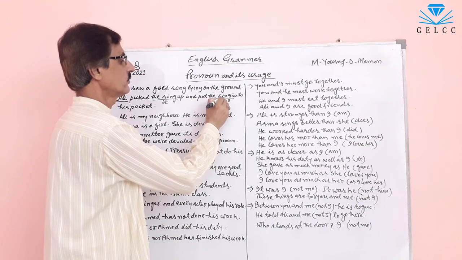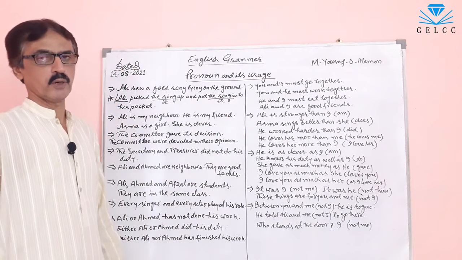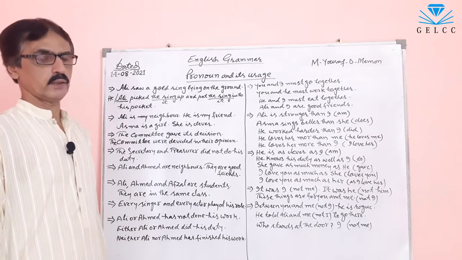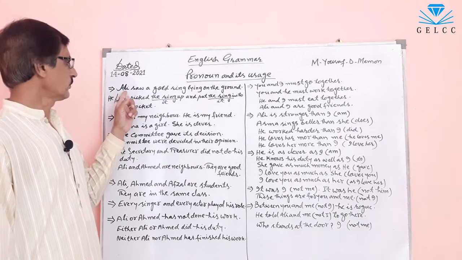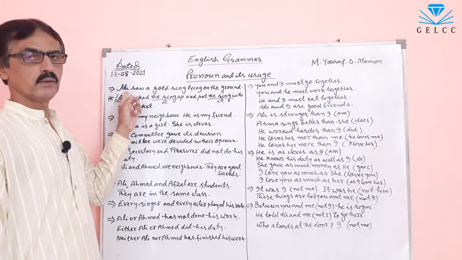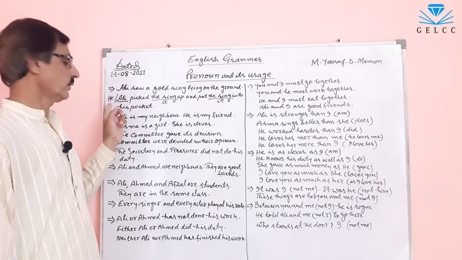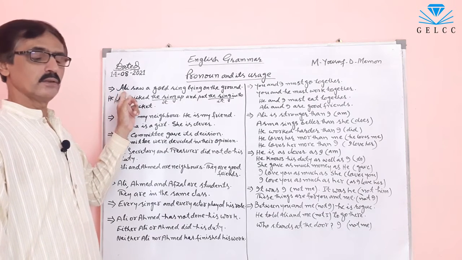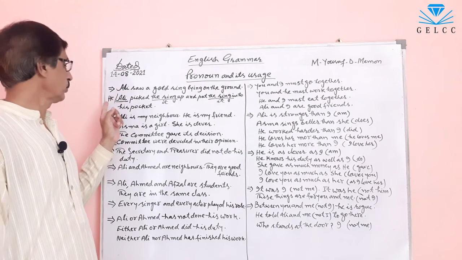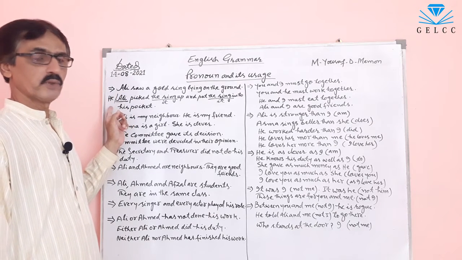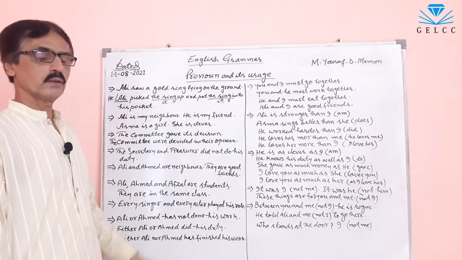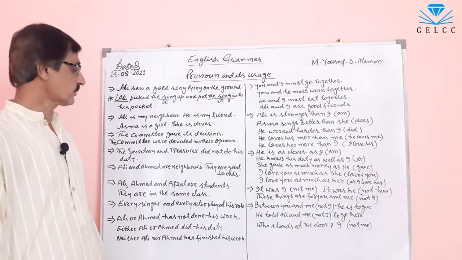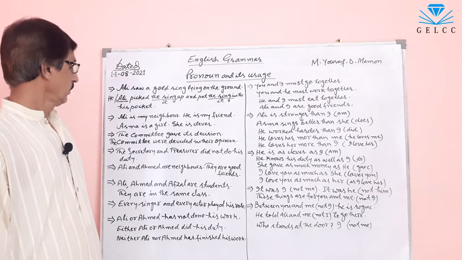Again, this is a noun. We will use pronoun it in his pocket. Ali is a male, so we will use the pronoun he. But if there is a female, then we will use she. Asma saw a gold ring. She picked it. Understand?